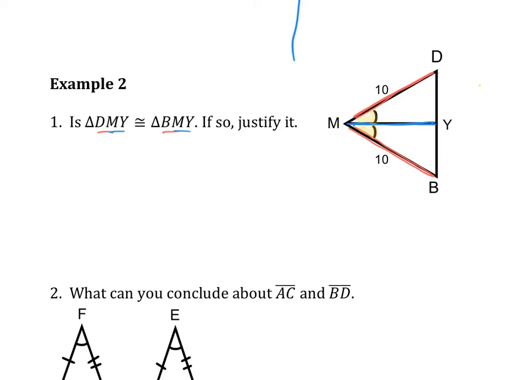But look at the yellow angles. Those angles are congruent. So what we actually have is a side, an angle, and a side in both of these. So this is actually side, angle, side. So are they congruent? Yes, by side, angle, side congruence.